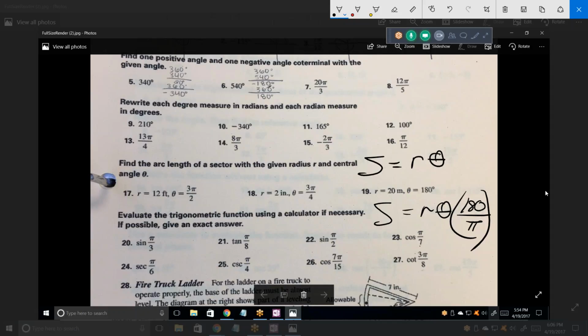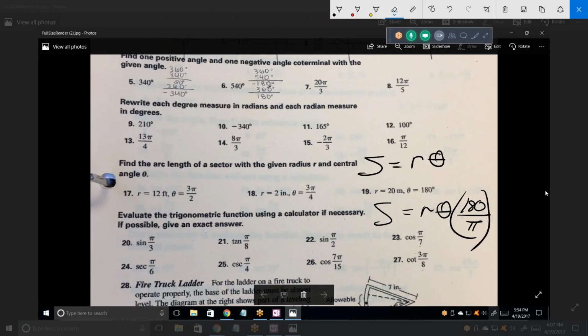You know what I mean by arc length? Arc length is the distance from there to there. If this was a piece of string and you cut it and stretched it out, it would be the linear distance between there and there. That's the arc length. Okay?